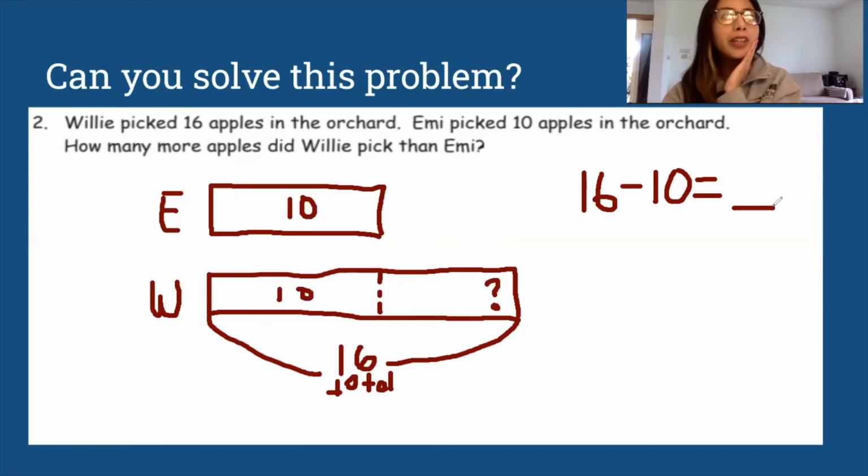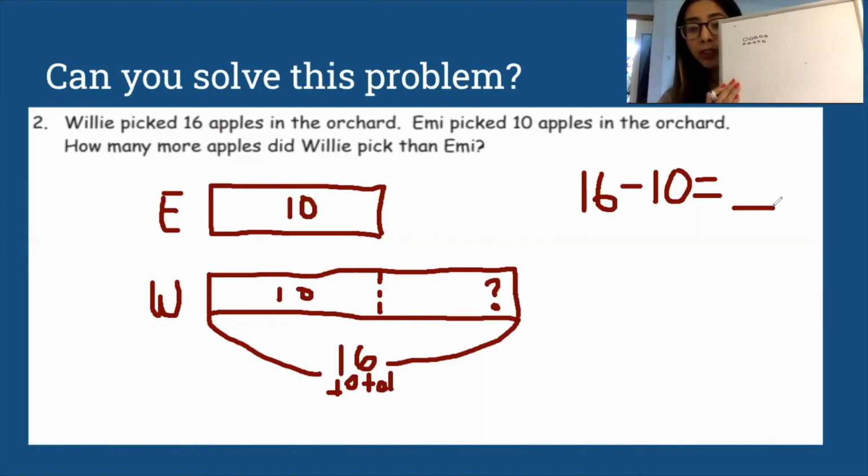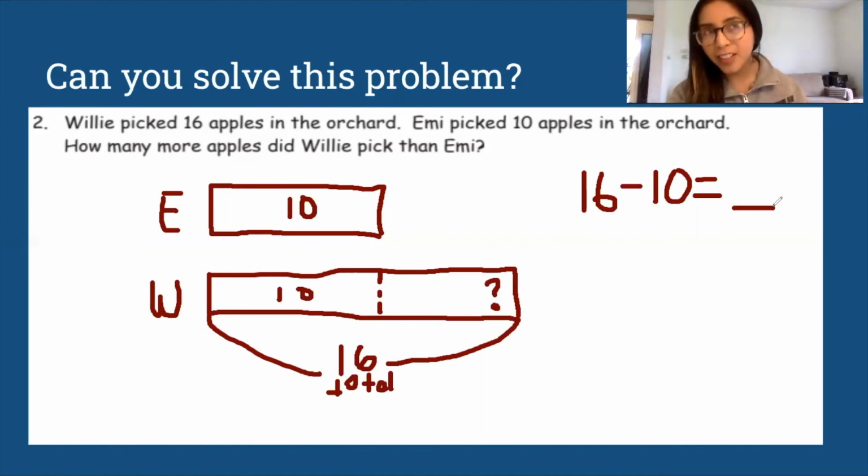How many more does Willie have that Emmy does not have? So in your brain, think, 16 minus 10. You can even draw your 5 group rows if you remember how to draw those. You can draw your 5 group rows and then take away 10. So I'm going to give you a few seconds. What's 16 minus 10? It's 6. So Willie has 6 more. Okay, so remember he has 6 more.